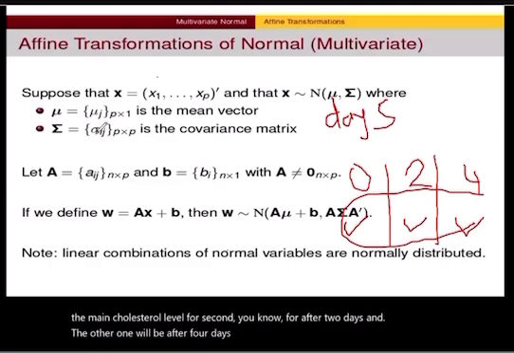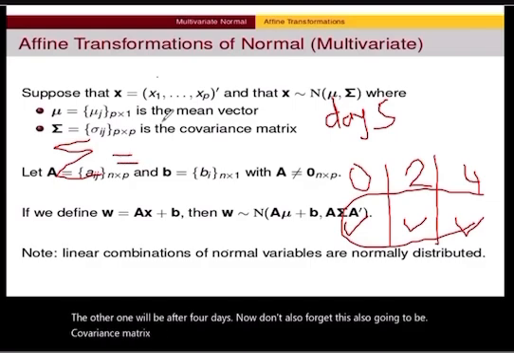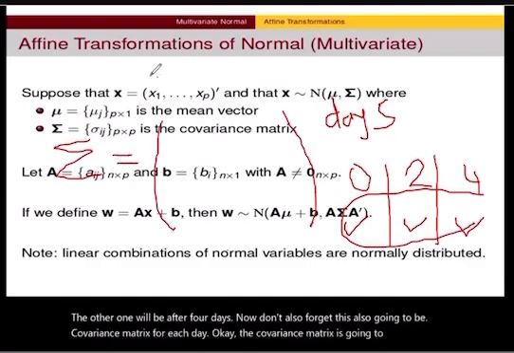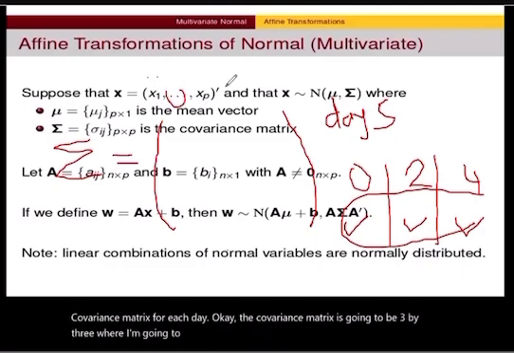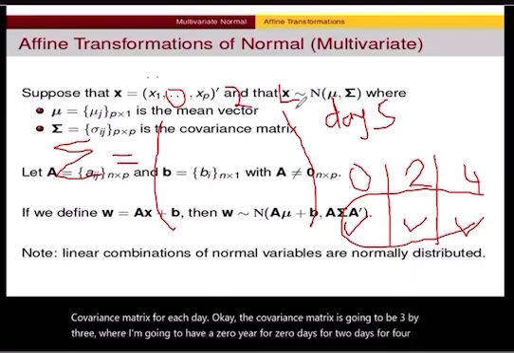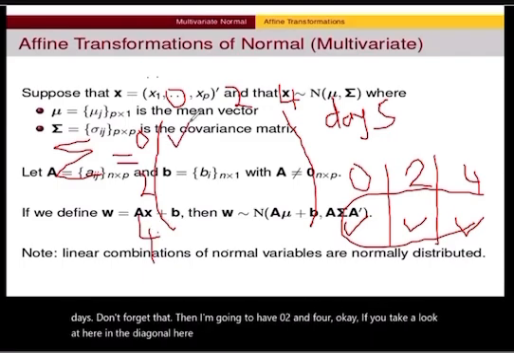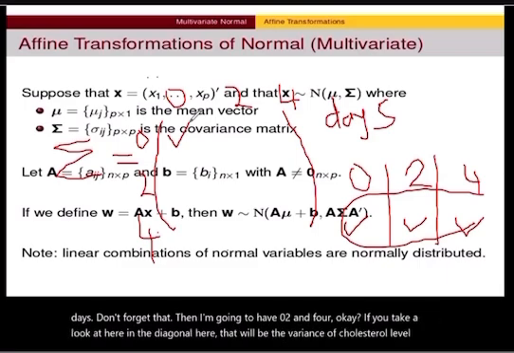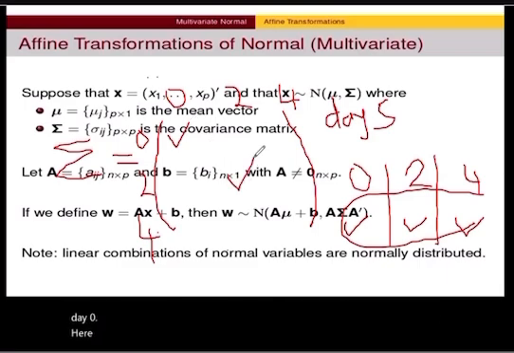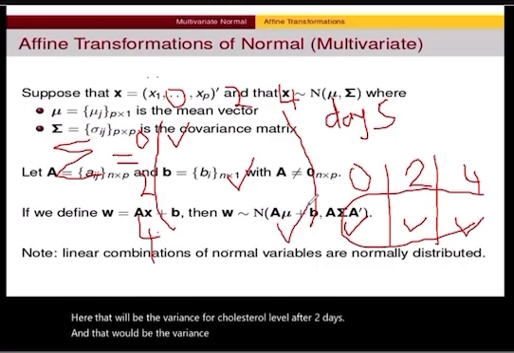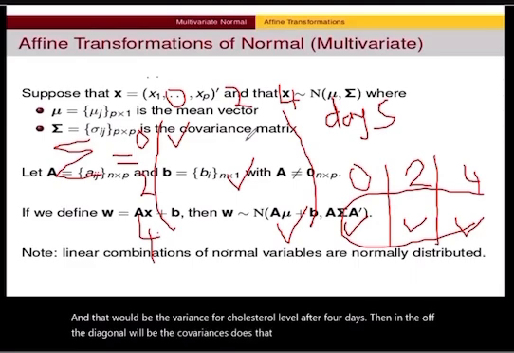Now, don't forget, there's also going to be a covariance matrix. The covariance matrix is going to be 3 by 3, with 0, 2, and 4 days along the rows and columns. If you take a look at the diagonal here, that will be the variance of the cholesterol level for day 0, the variance for cholesterol level after 2 days, and the variance for cholesterol level after 4 days. Then the off-diagonal will be the covariances. Does that make sense? Okay, go ahead.